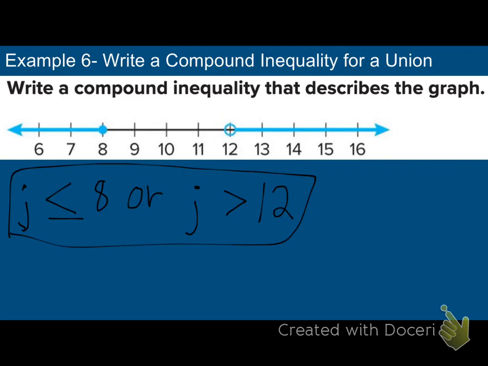First off, figure out if it's and or or based on the shading. If it's between the 2 points, it's going to be and. If it's from the 2 points out, it's going to be or. Use your variable. Whatever the numbers the circles are on, those are going to be the numbers you use within your inequality. And then you get your inequality symbols based on the shading and the type of circle. Okay? Any questions on example 6?